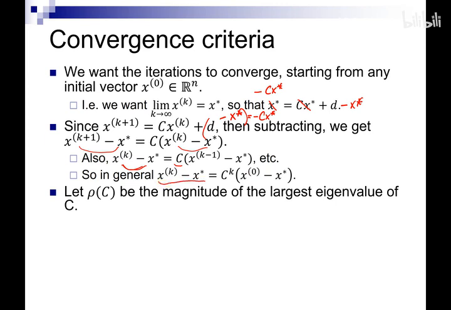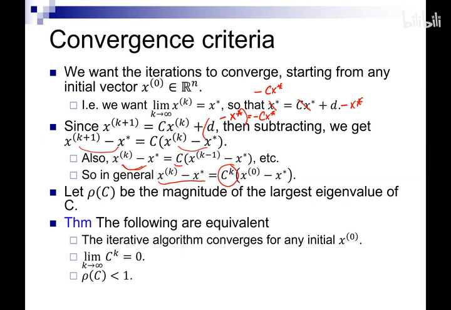Okay, so then how do we know whether this goes to 0? Well, it depends on what happens with the C over here. Now, let rho of C be the magnitude of the largest eigenvalue of C. So we're going to compute the largest eigenvalue of C, and let rho of C be the magnitude of that largest eigenvalue.